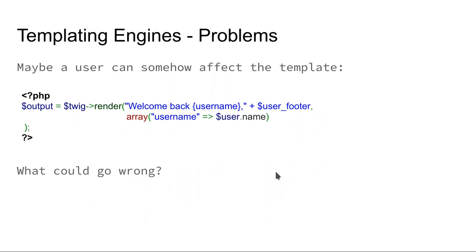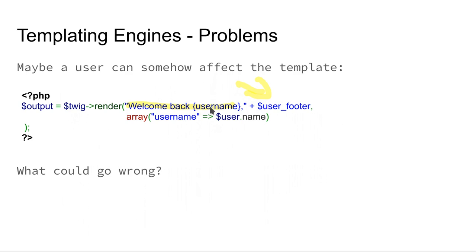So imagine a developer does something like that. Welcome back, username. The username will be included later. But also, to the template code he adds a footer, and this footer can maybe be modified by a user. It comes from the database or whatever. So what could go wrong? What could the user do?